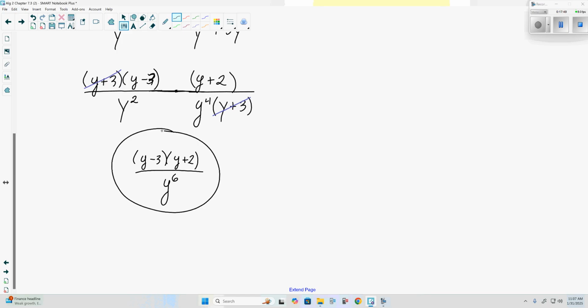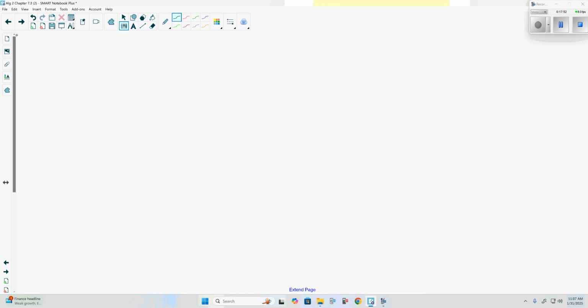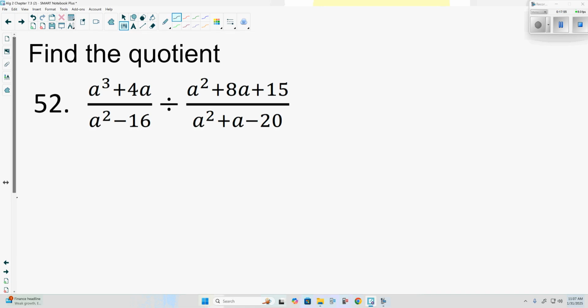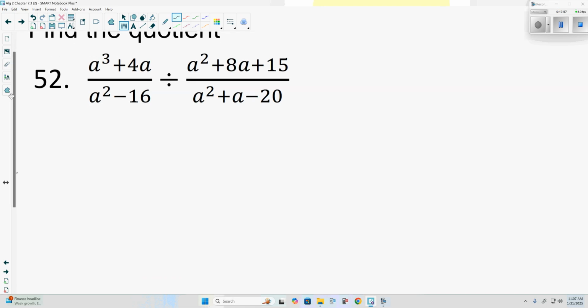Questions on this here? Questions on anything we've done so far? We'll do one more like this here, and then we'll jump to the last type that we have. And I think we're starting to pick up on the fact that most of this with division and multiplication really revolves around us being able to factor.